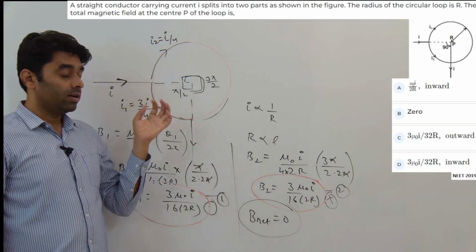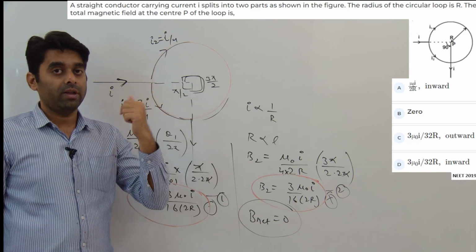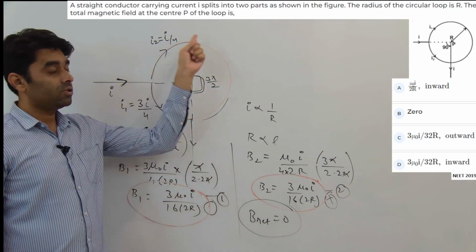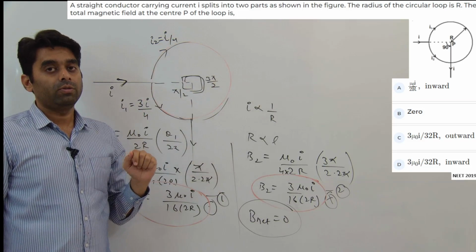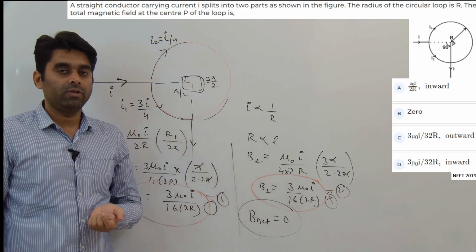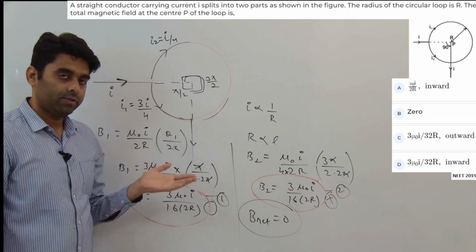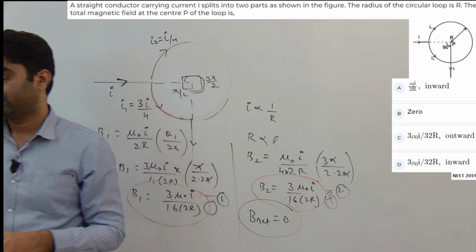Over here, the point that we needed to keep in mind and be careful about was that we had to do the current distribution carefully. Remaining is just application of the formula, magnetic field due to a curved wire. Fine. This is it. Let's move to the next question.